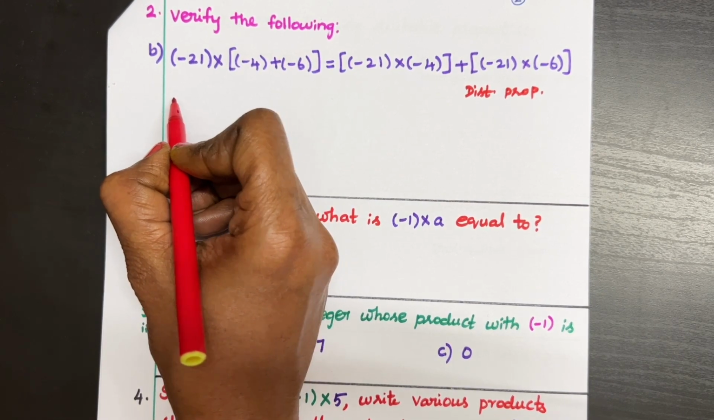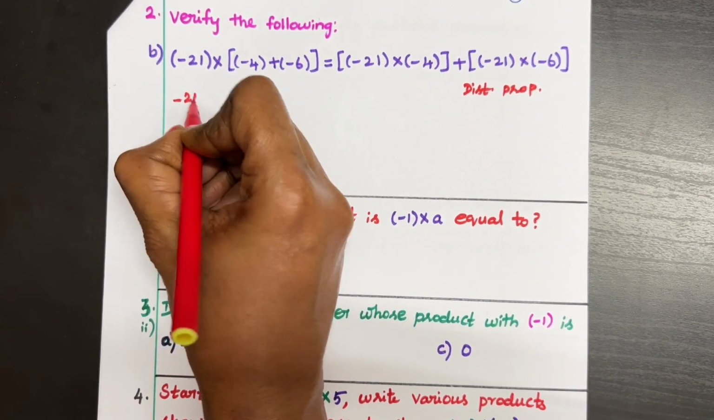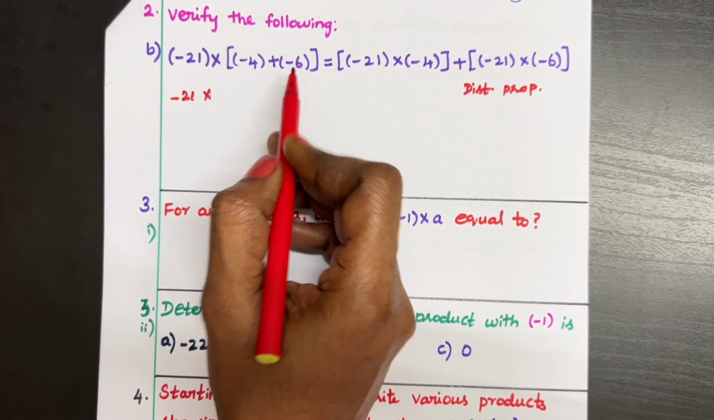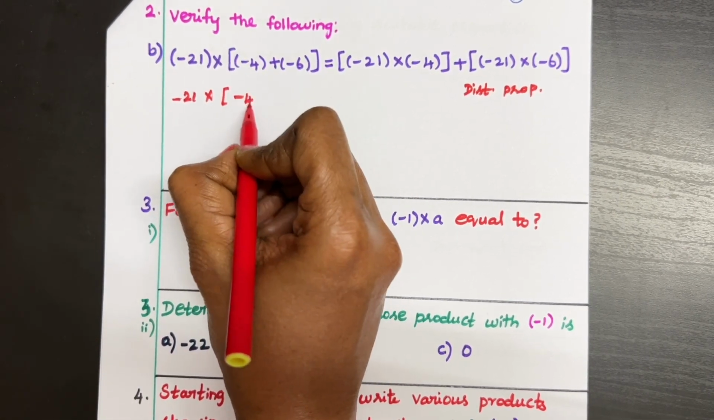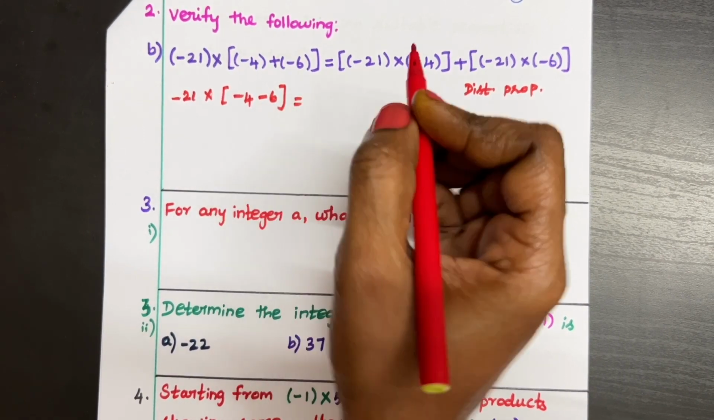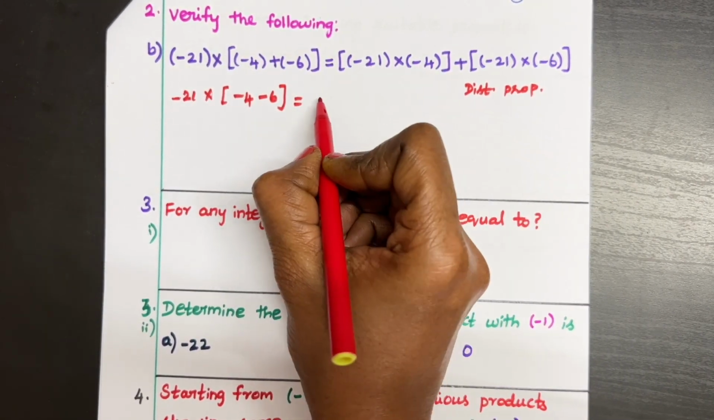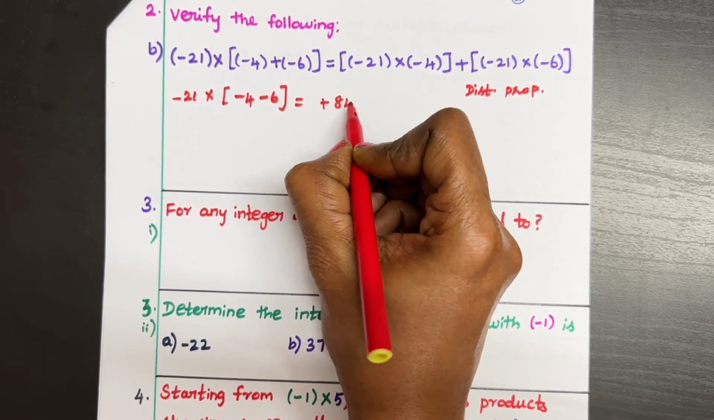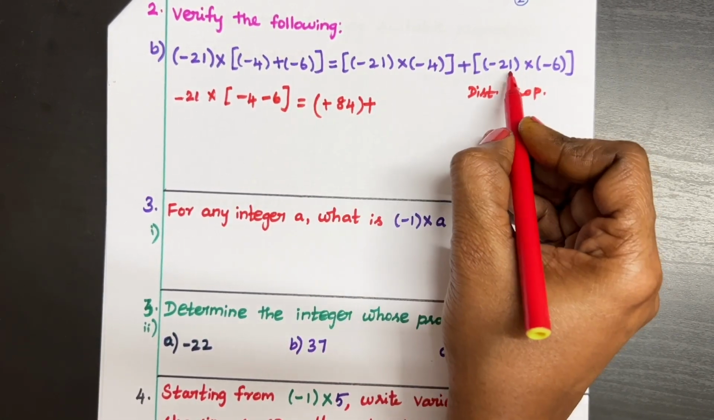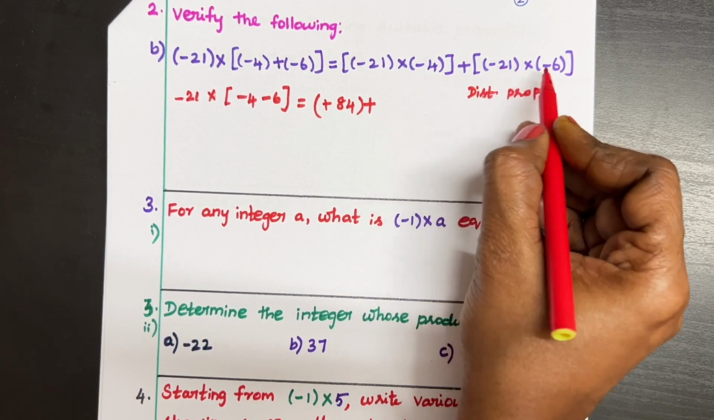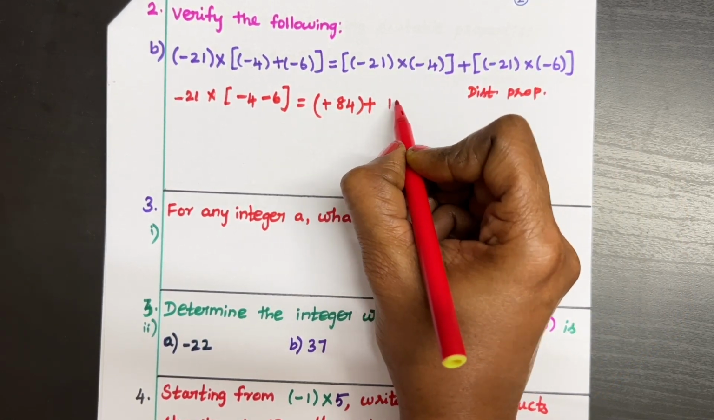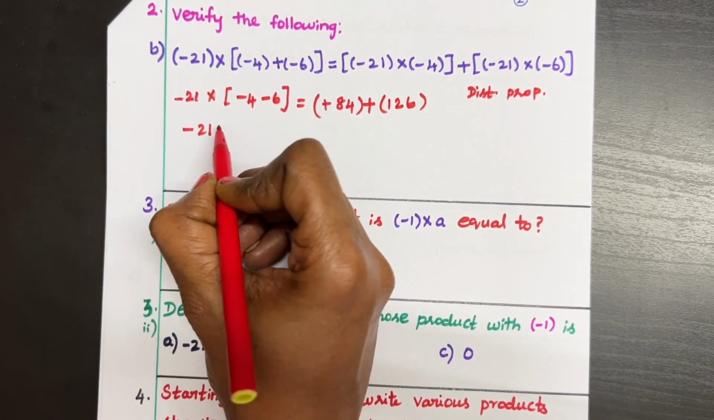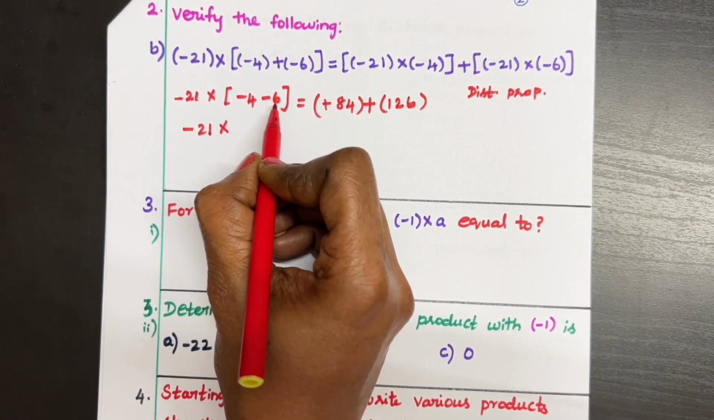Minus 21 into, we have to see, like signs we need to add only. Otherwise, you can do like this. Minus 4 plus minus 6. This is equal to, negative into negative gives you a positive answer. 21 into 4 gives you 84, plus 21 into 6, negative into negative, minus 21 into minus 6 gives you 126. This is also positive.